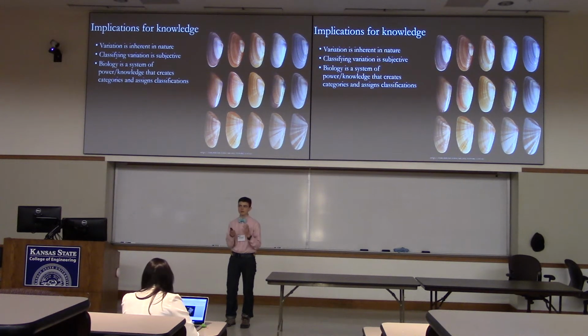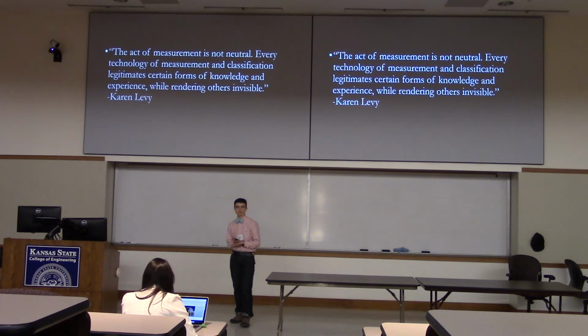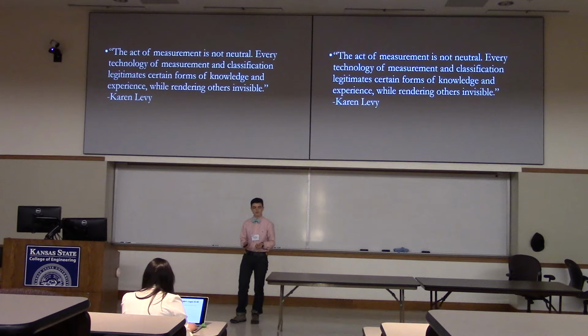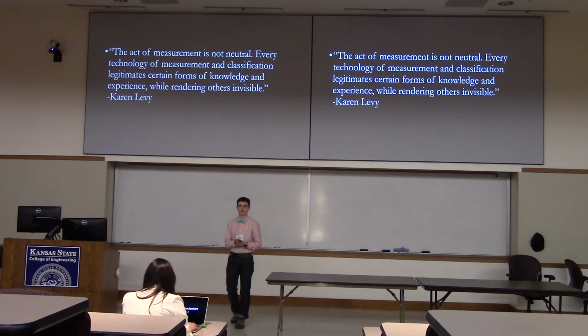And not only do we make classification decisions, but we also make value decisions. So what do we think is the ideal within a certain category, and what perhaps is an example of something that is too ambiguous to fit within the categories that we have? So there's a quote by Karen Levy that I think reinforces this nicely, and it says, "The act of measurement is not neutral. Every technology of measurement and classification legitimates certain forms of knowledge and experience while rendering others invisible."